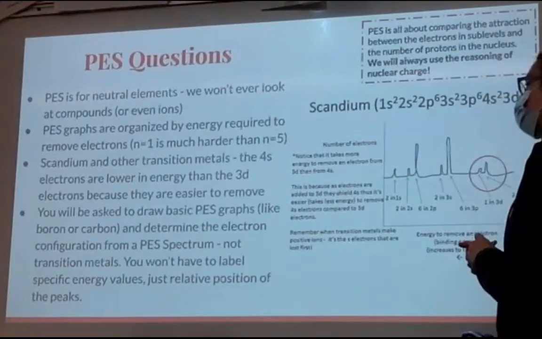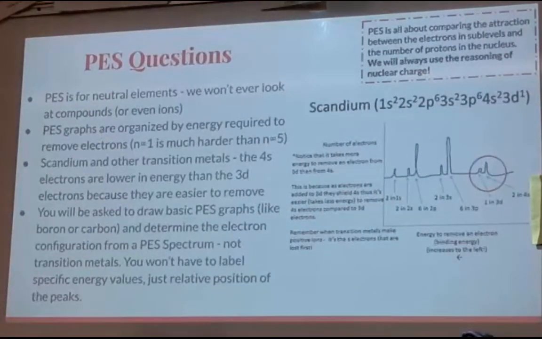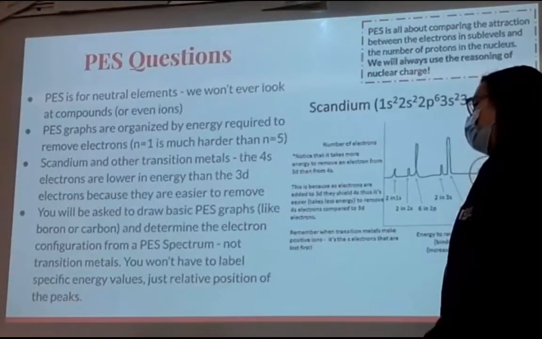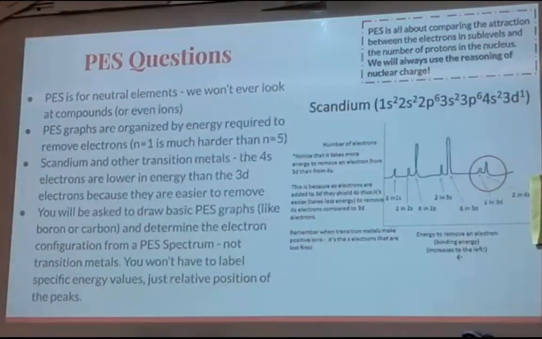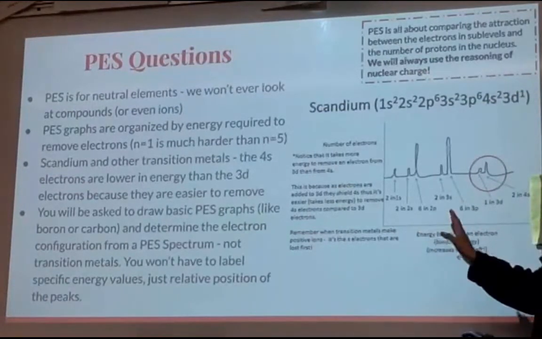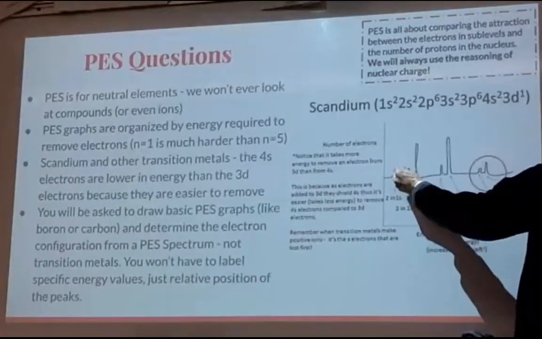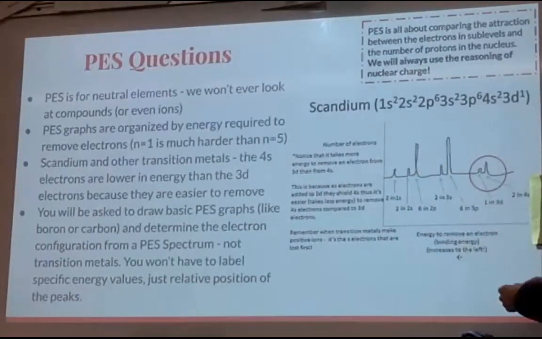metal PES spectra. You will be asked to draw basic PES graphs, and we're going to look at that in the examples, so like boron or carbon, and determine the electron configuration for, again, the main block elements, not transition metals. You also don't have to know specific energy values, so there were some questions about, am I going to have to label the binding energy? Am I going to have to know that somehow? No. You're just going to look at relative, so like 1s should come before 2s, which should come before 2p, and so on.